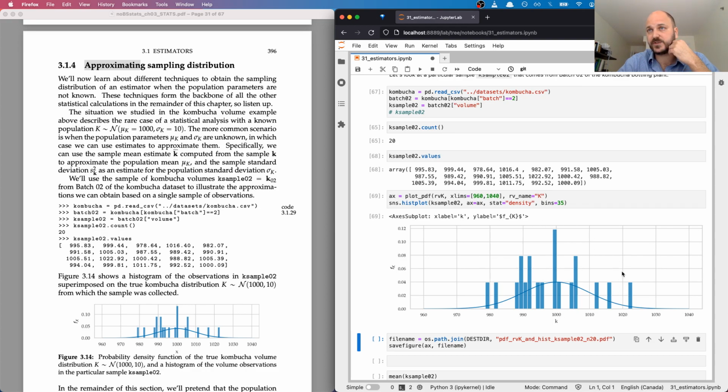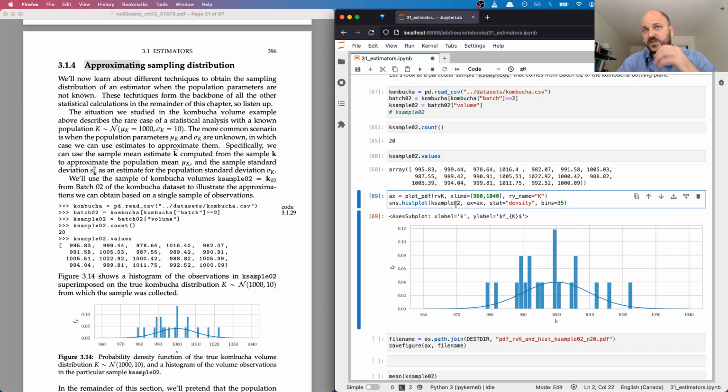So can we use just the histogram, so the values from sample 02? I'm using 02 to distinguish, because we'll have multiple samples from the kombucha dataset. I'm going to use the suffix 02 to describe this particular sample.